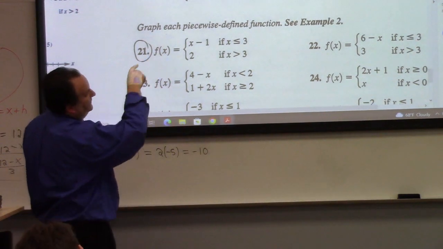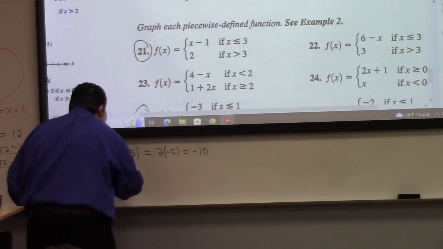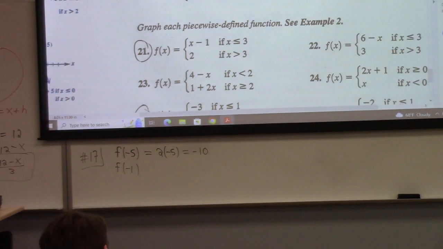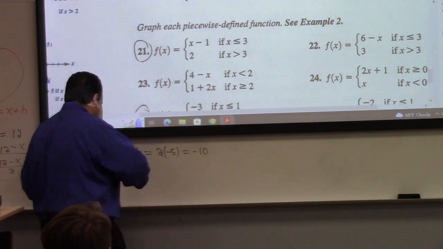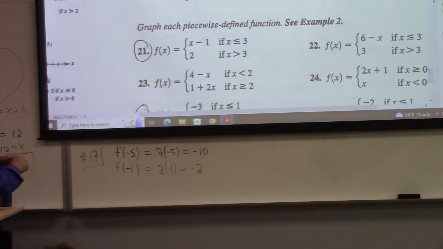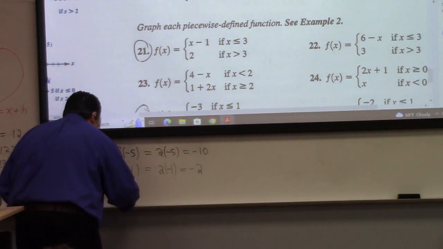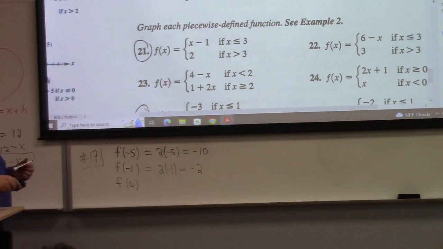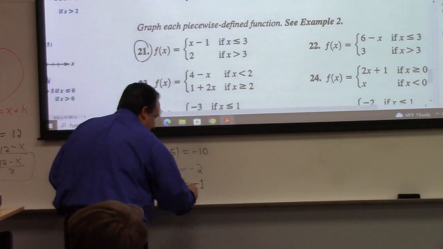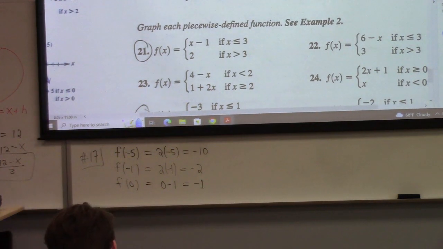And what else am I supposed to try? f of minus 1, right? What would f of minus 1 be in this case? Less than or equal to. Oh, so it's still the same case, right? Still twice the input. 2 times minus 1 is equal to minus 2, right? And what else are we supposed to try? f of 0. Well, f of 0 definitely fits into greater than negative 1. So we do 0 minus 1 for the formula, and the answer is minus 1. All right.